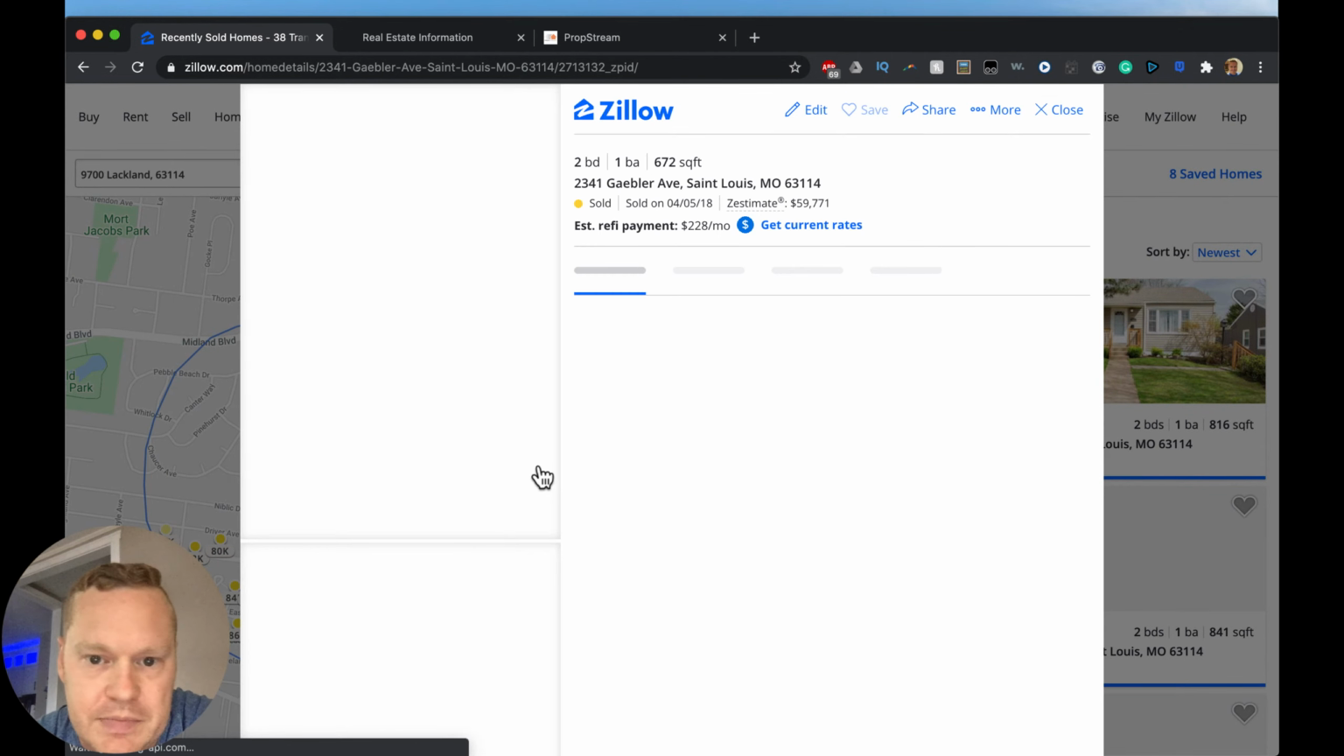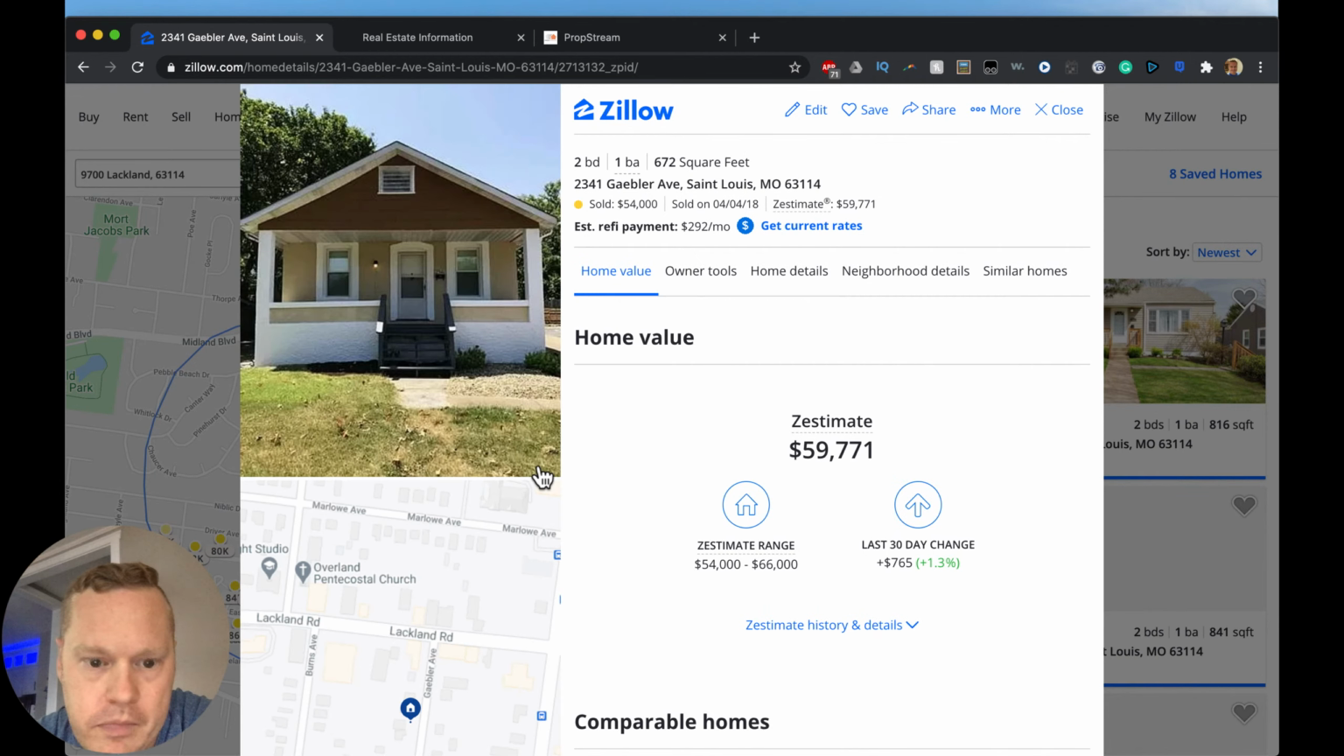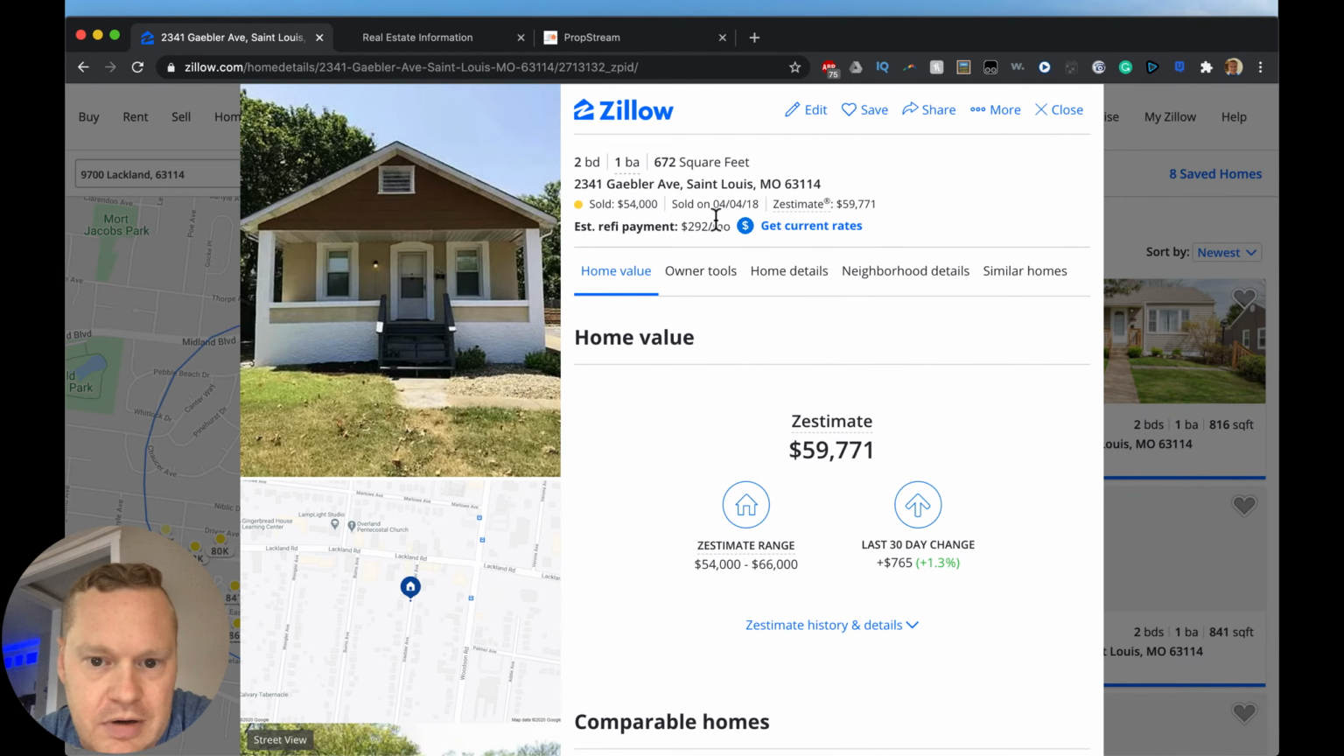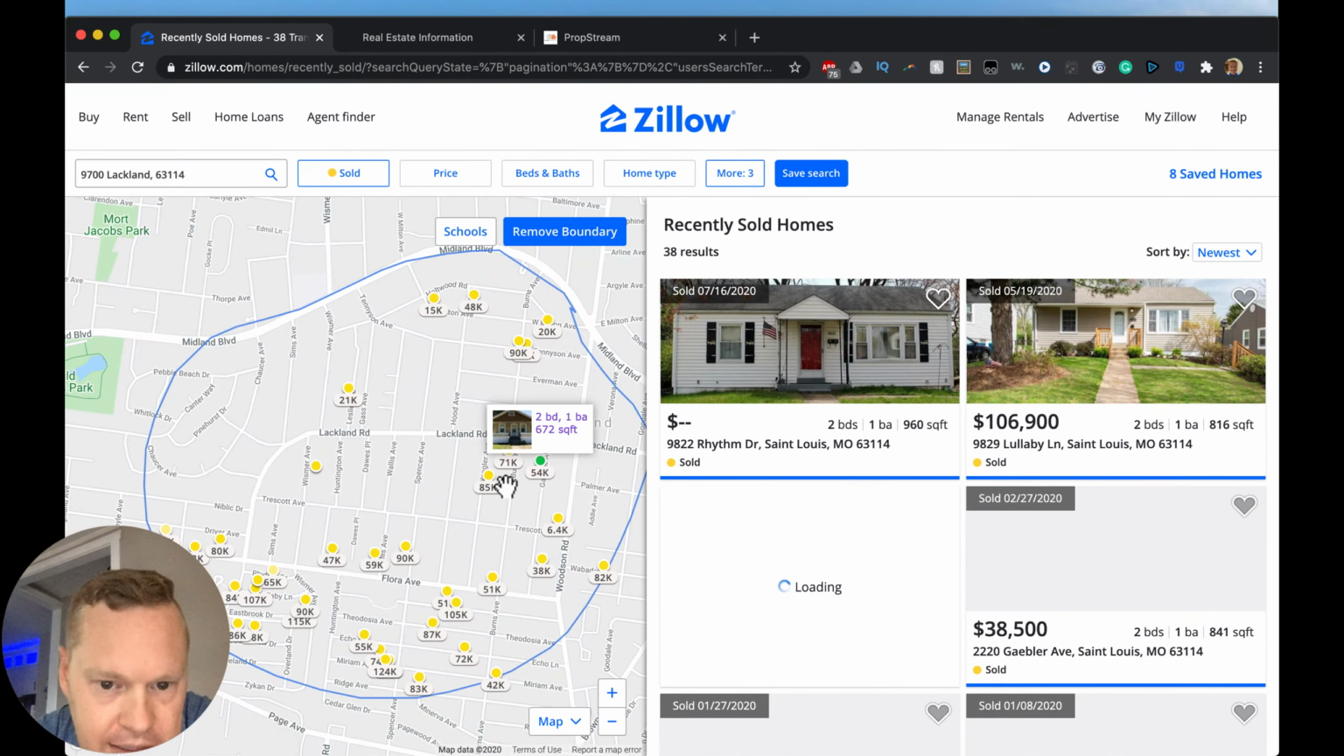So let's give Zillow a minute. Pulls this up. We can see it sold on April 18th. Like I just said, this is too far back. This is almost 2 years ago that we're getting this data from. Too far back. Does not apply as well as a house that would have sold maybe 6 months ago. So let's get out of that one and let's look for some more of these here.